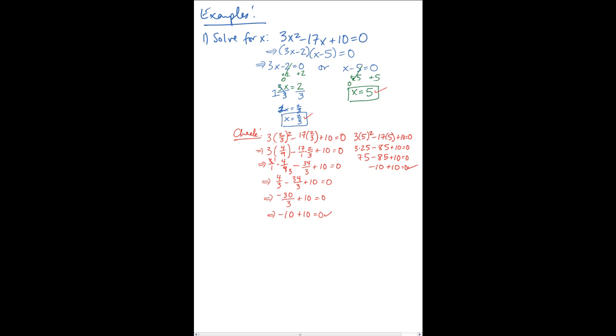Let's try another example. What if we have, I'm going to solve for a. We start with 12a squared equals 2 minus 2a.